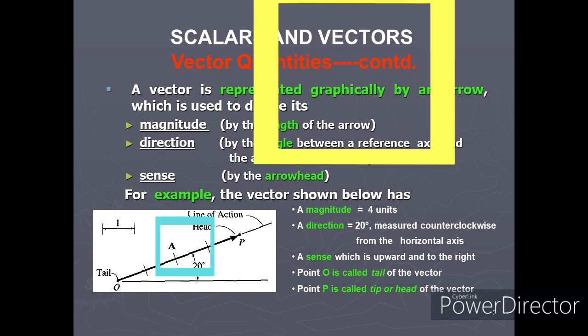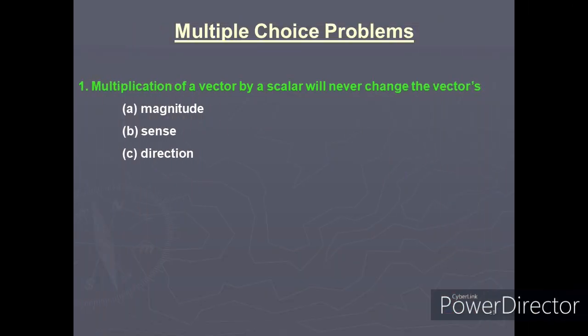And we looked at a multiple choice question, where we were asked: multiplication of a vector by a scalar will never change the what? What is the answer to this? Sense. This multiple choice, we took it the last time I was here. So I'm just recapping and going over what we did. What is the answer to this? Sense.